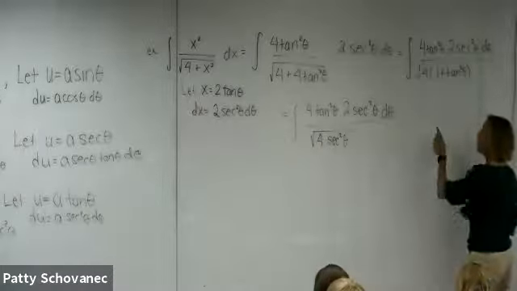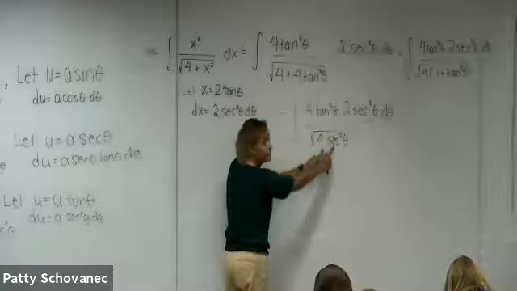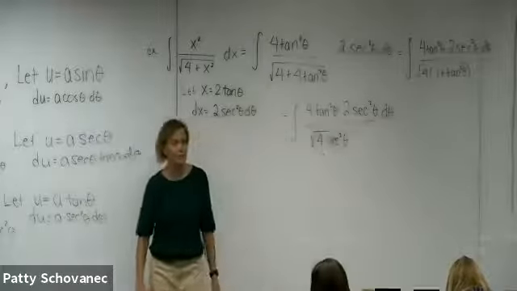I can't take the square root of terms in a sum, but I can take the square root of terms in a product. So this denominator becomes 2 times the secant of theta.